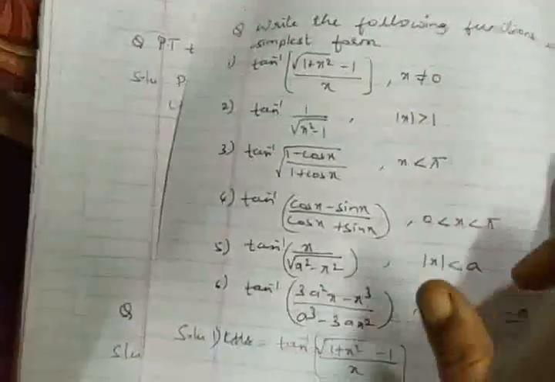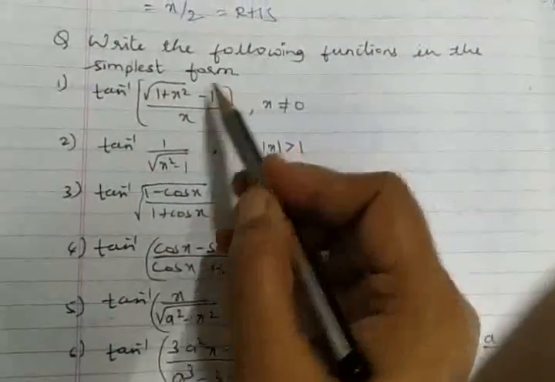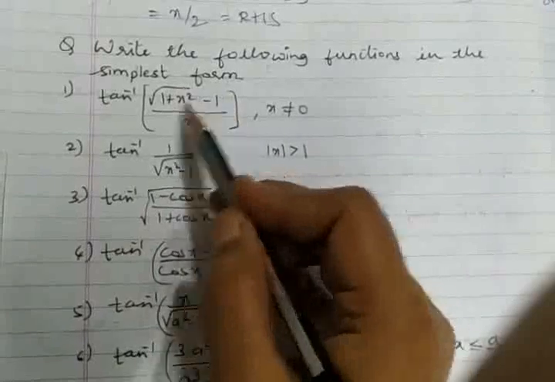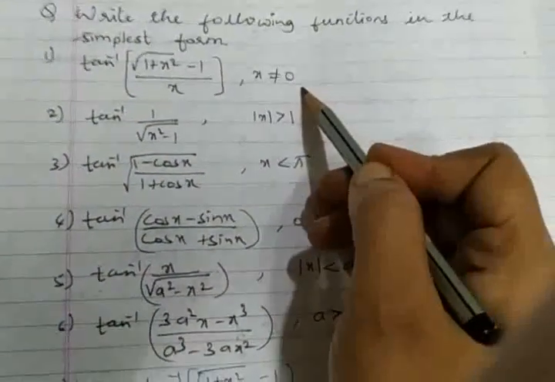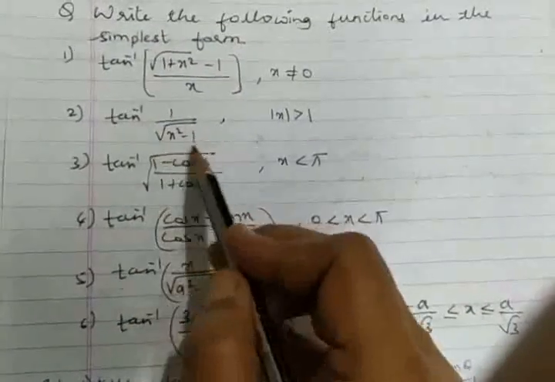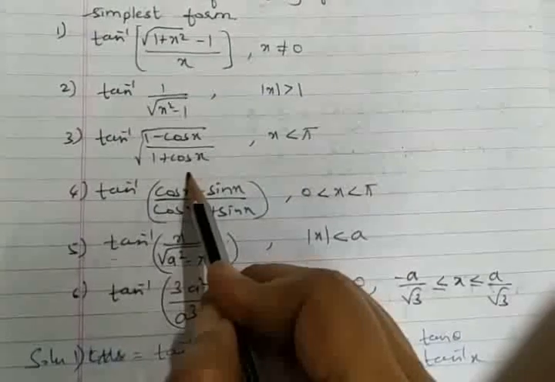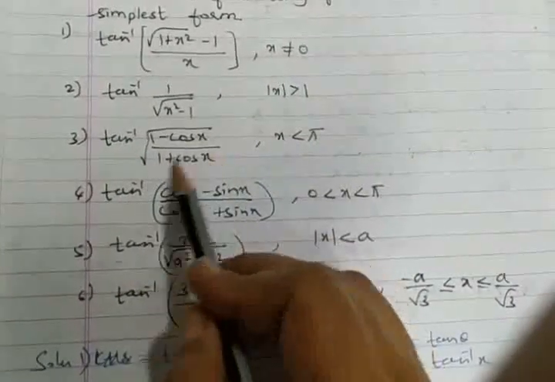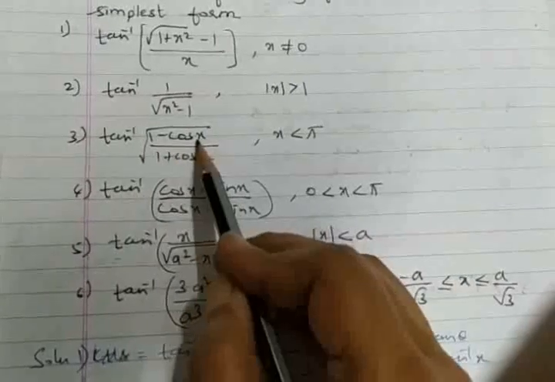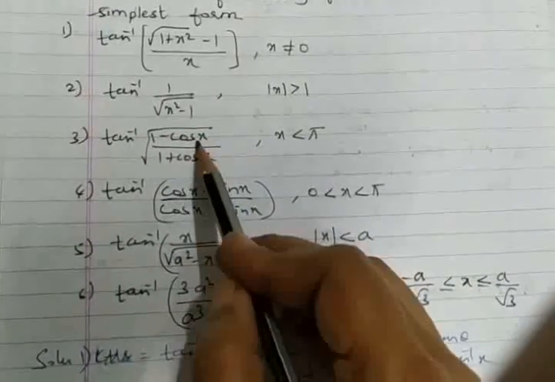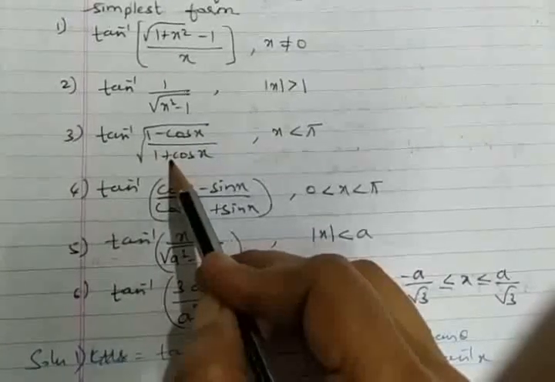Okay, so a few questions I'm giving here right now. Simplify the function. Tan inverse of root of 1 plus x square minus 1 upon x, for x not equal to 0. Normally the question gives the domain. Tan inverse of 1 upon root of x square minus 1. Okay, this question I think we have already discussed. Then tan inverse of root of 1 minus cos x upon 1 plus cos x. Who comes to mind on seeing this? 1 minus cos x is 2 sin square x by 2, and this one is 2 cos square x by 2.